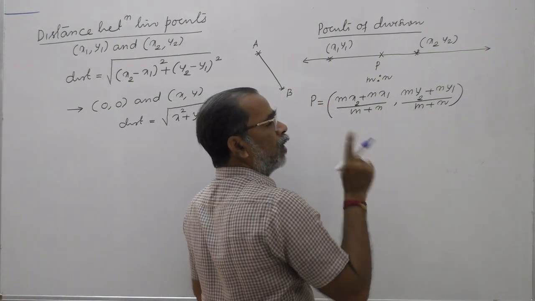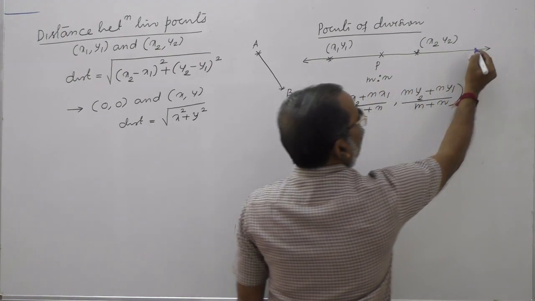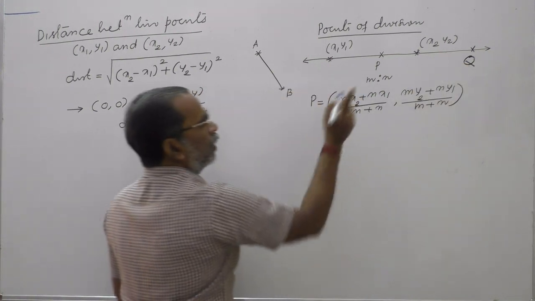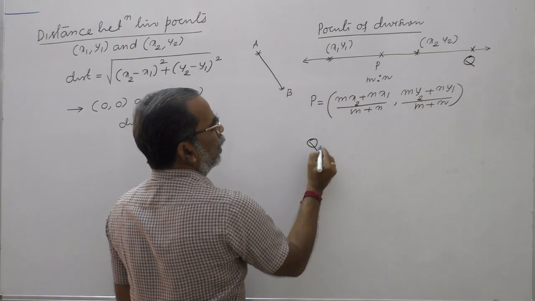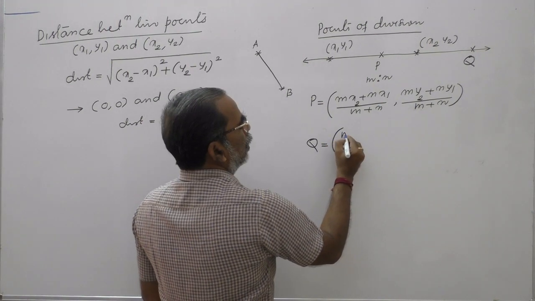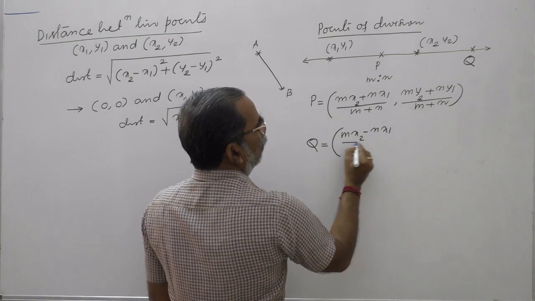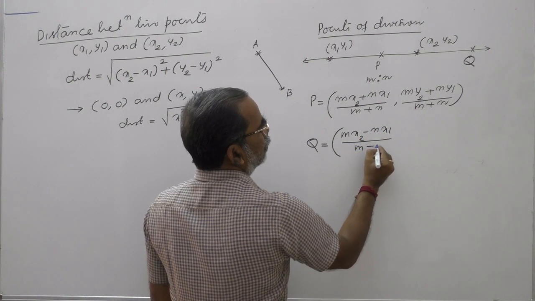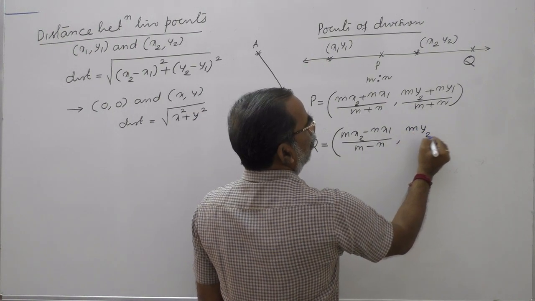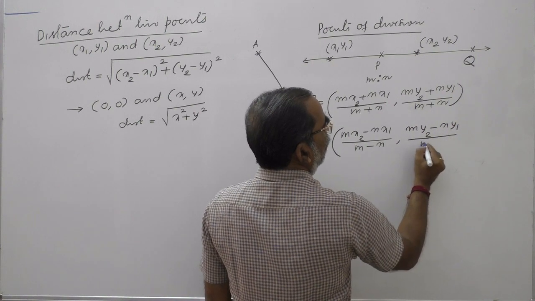There can be one more point which divides the same line segment in the same ratio externally. So for the external point, how to find it? The external point is given by (mx2 minus nx1) divided by (m minus n), and the y coordinate is (my2 minus ny1) divided by (m minus n).